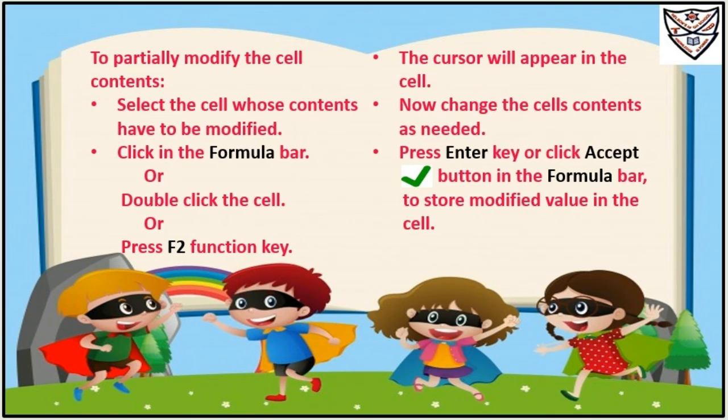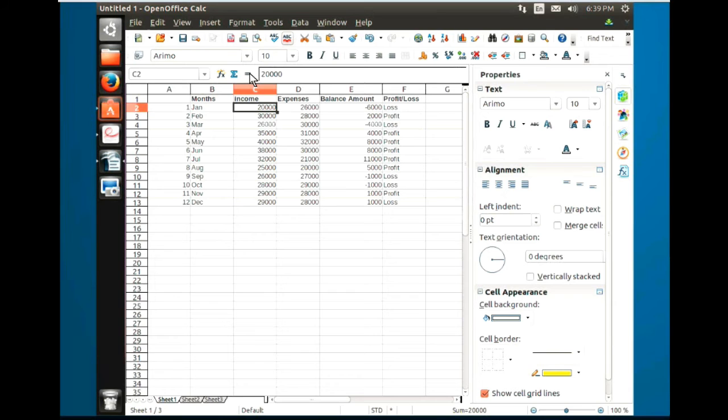To partially modify the cell contents, click the cell whose contents have to be modified. Click in the formula bar, or double click the cell, or press the F2 function key. The cursor will appear in the cell. Now change the cell contents as needed. Press the enter key or click the accept button in the formula bar to store the modified value in the cell.